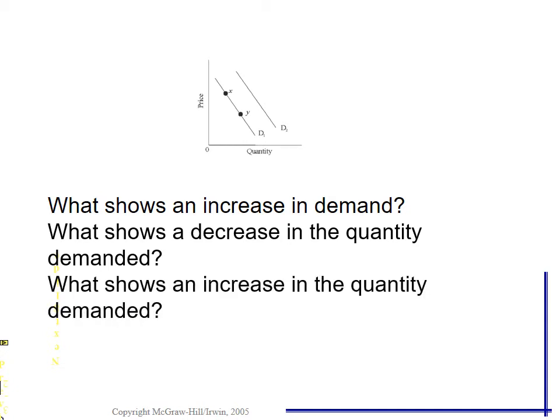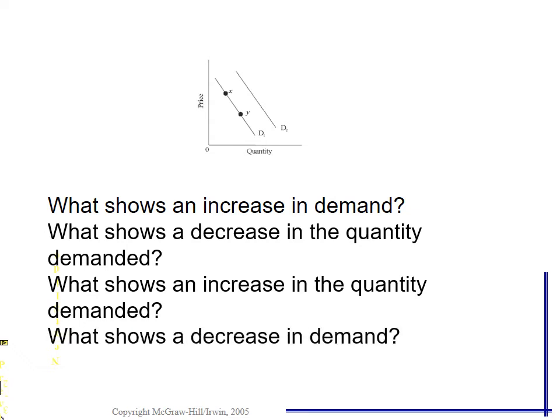What shows an increase in the quantity demanded? That would be going from X to Y. And what shows a decrease in demand? That would be moving from line D2 to D1.